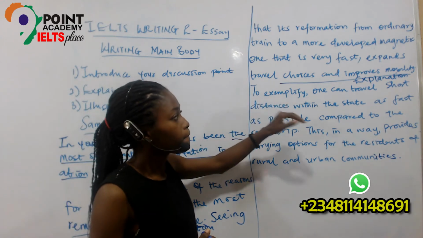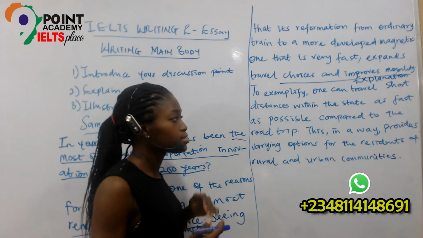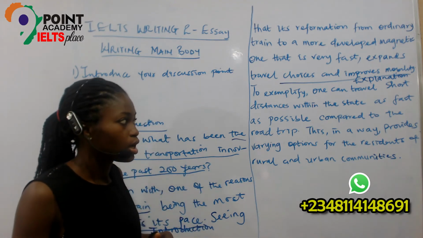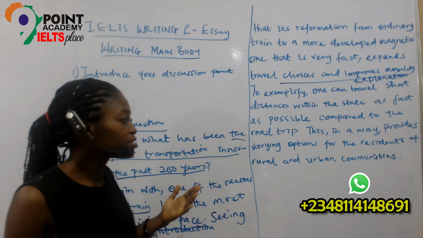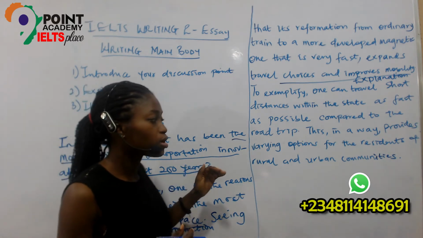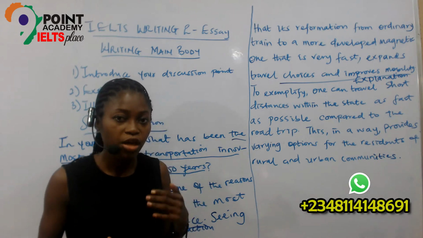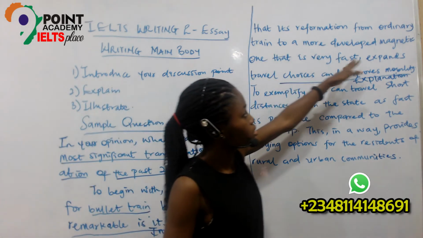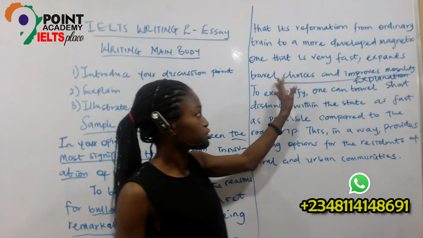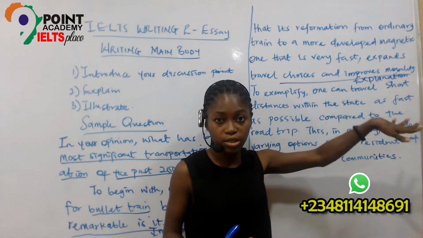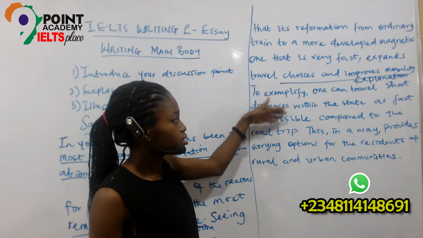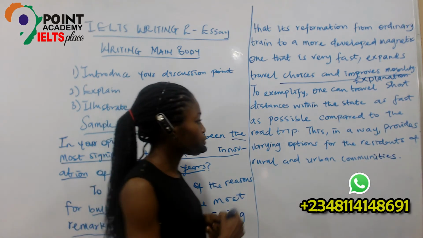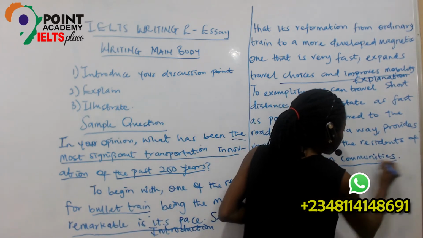To exemplify, one can travel short distances within the state as fast as possible compared to the road trip. These, in a way, provide varying options for the residents of rural and urban communities. Remember, we talked about the pace, we talked about the effects of the pace, which expands travel choices and improves mobility, right? Now, this is the illustration of my discussion points. So, we have illustration here.